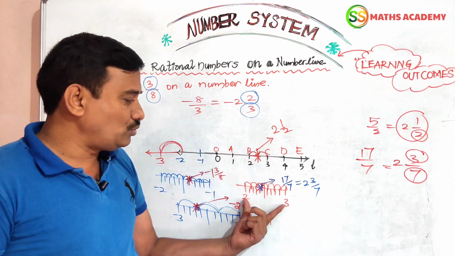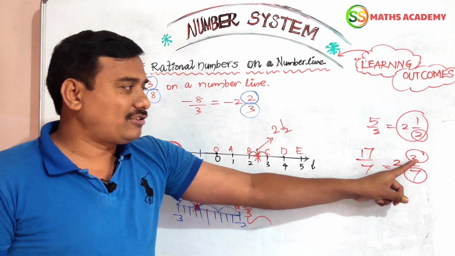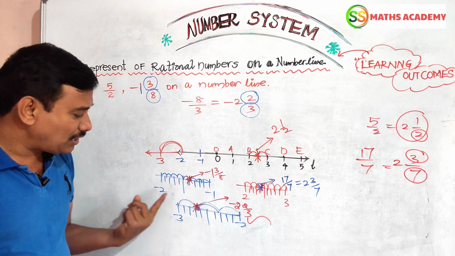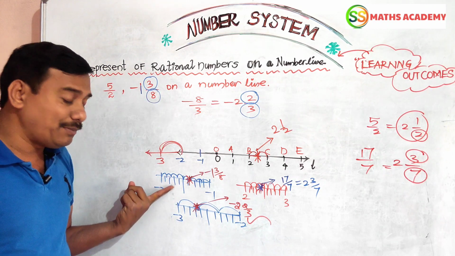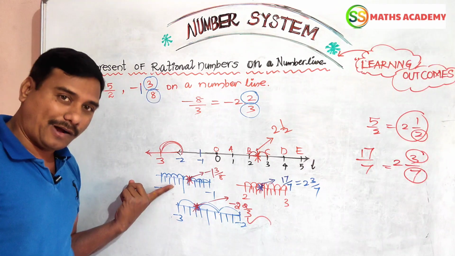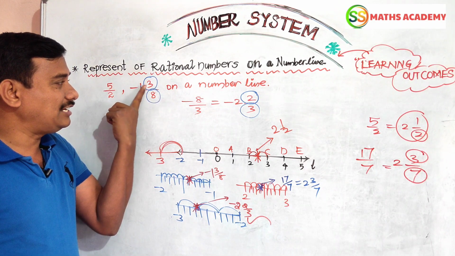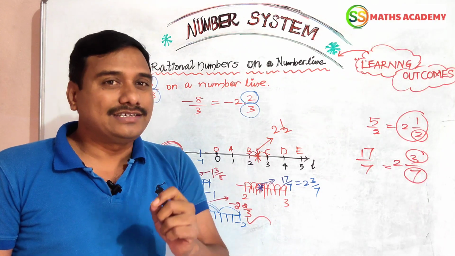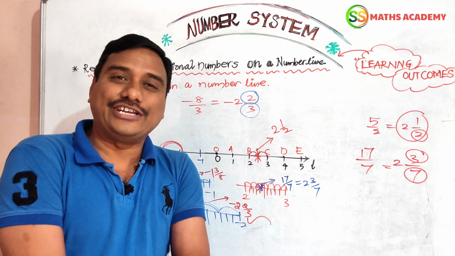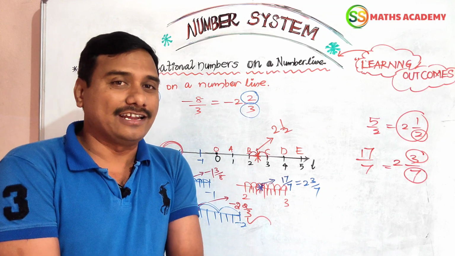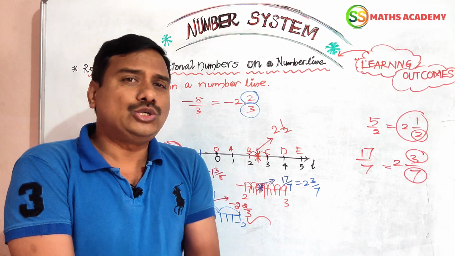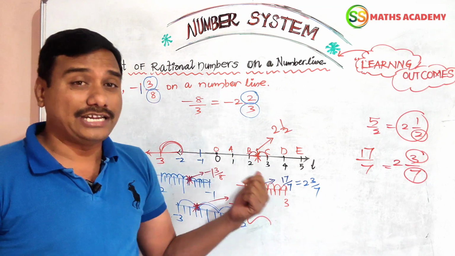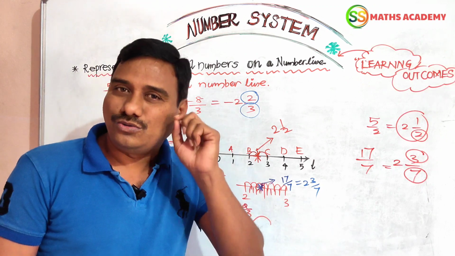In the second example, 2 to 3 we can divide into 7 parts. At the third part only I have to keep the star point. That is our answer. In the third example, minus 1 to minus 2, we can divide the total 10 millimeter value into 8 equal parts. Then we can keep the location at 3 only. This is the way we solve the representation of rational numbers on a number line in the easiest manner without any tension. 1, 2, 3, minus 1, minus 2, very easy to represent, but this kind of fraction or rational number, you have to concentrate somewhat.